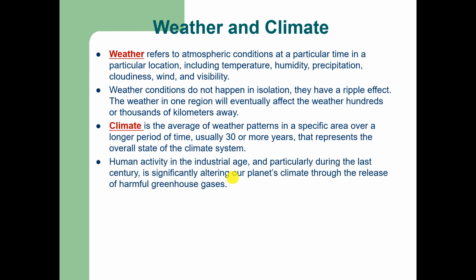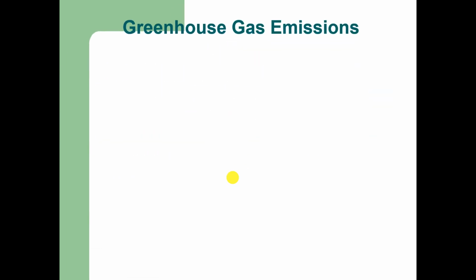Human activity in the industrial age and particularly during the last century is significantly changing our planet's climate through the release of harmful greenhouse gases that include carbon dioxide, methane, and nitrous oxide. Greenhouse gas emissions.